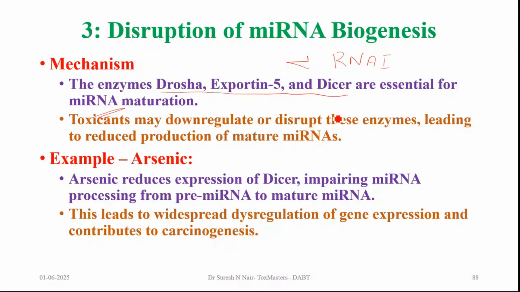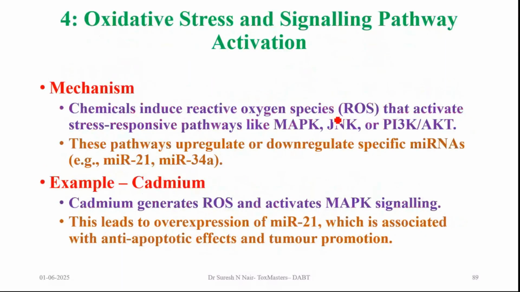Okay, the next one is the oxidative stress and signaling pathway activation. So oxidative stress we will see later in detail in this session itself. So the chemicals can induce the reactive oxygen species that will activate the stress pathways. We will see these pathways later. And they will downregulate or upregulate certain specific miRNA. Okay, the examples are miRNA 21 and miRNA 34A in case of cadmium.